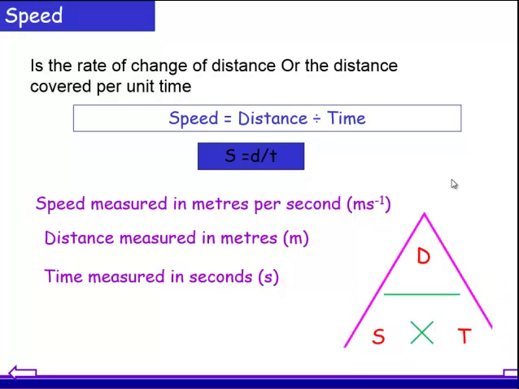And for those of you who need a little bit of extra help, you can always use a calculation triangle. Whatever the unknown value is, if we're answering a question, we can work it out by covering up, let's say, speed, and it will tell us to do distance divided by time. If the question asks for distance and gives us speed and time, we cover up distance, and remember that's going to be speed times time equals distance.